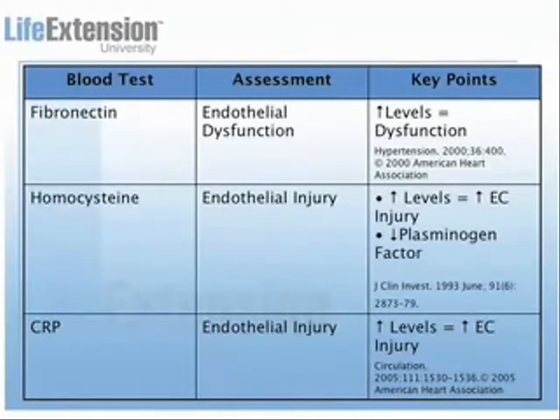Fibronectin is a blood test that specifically looks at how healthy the endothelial cells are in the intima, that innermost layer. The higher the fibronectin, the more dysfunctional those cells might be. Another test is homocysteine. Homocysteine is an inflammatory marker that can damage the artery wall. That goes along with the next test, the C-reactive protein. The higher homocysteine and the higher C-reactive protein, the greater the risk for plaque development.